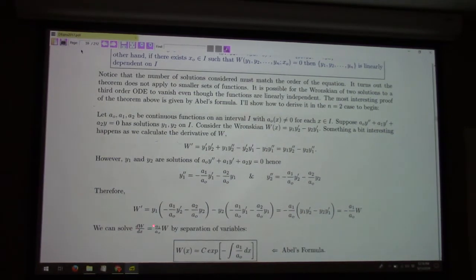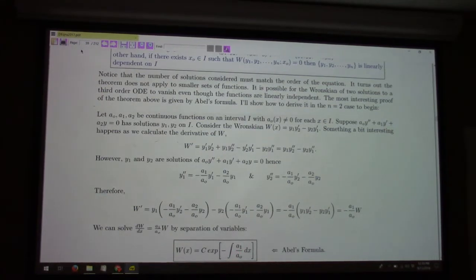See, dW/dx is equal to minus a1 over a0 times W. W here is just a function of x. Separate, integrate, and we get Abel's formula, which says that the Wronskian of x is some constant times the exponential of the integral of the ratio of these coefficient functions.